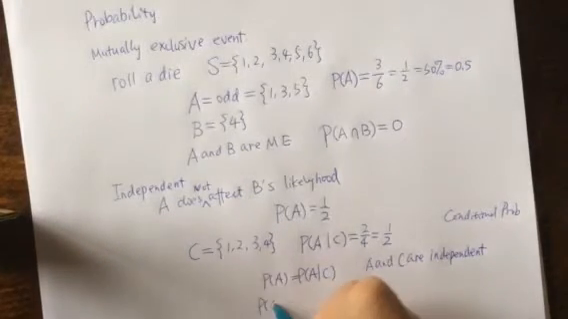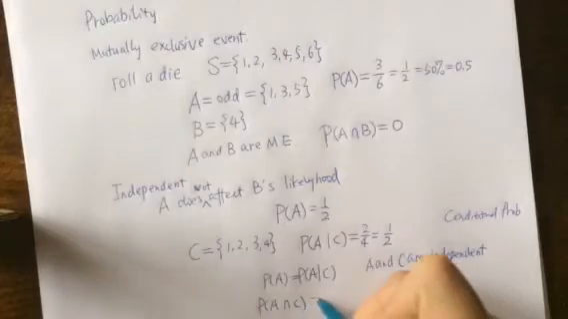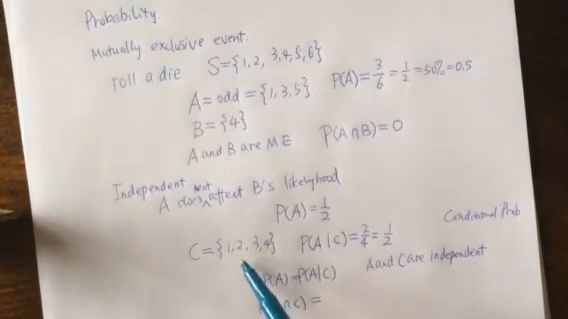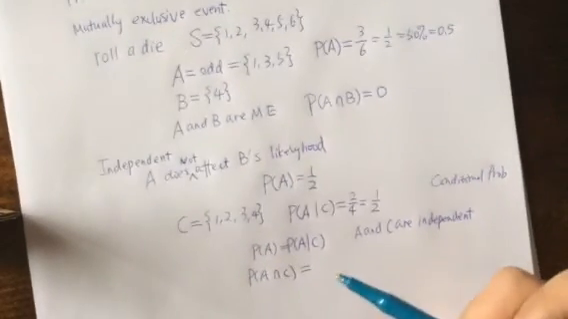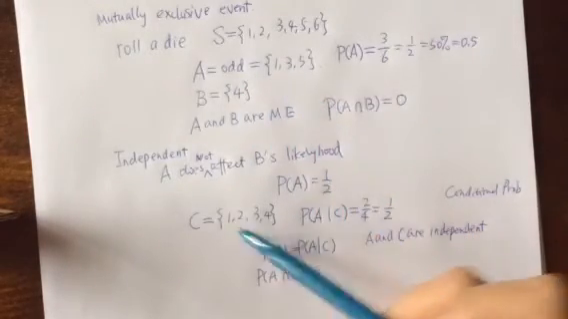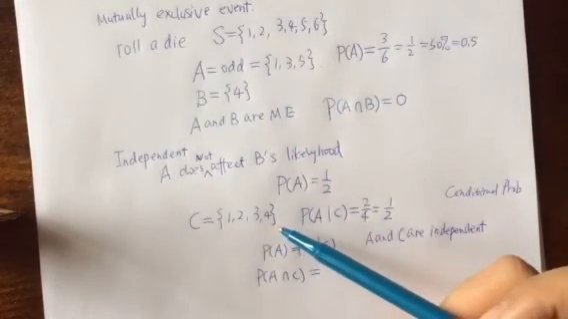So probability of A and C, which means it is in A and it's also in C. What is this? What's the chance a die is in the set A and it's also in C?